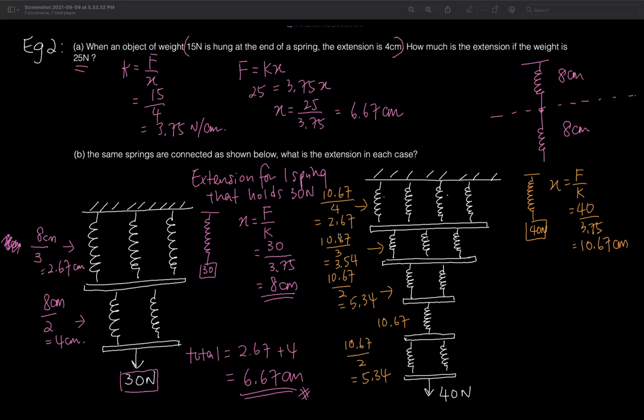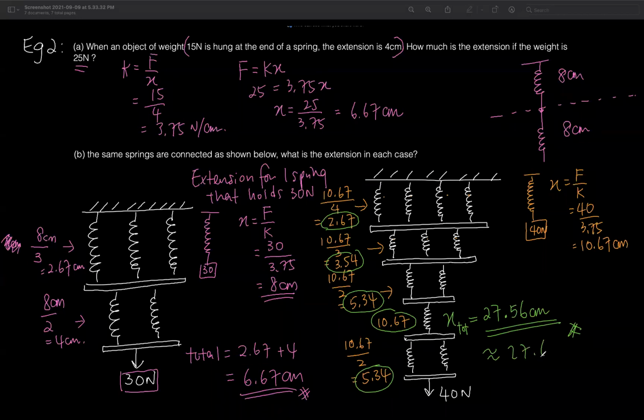What is the total extension? This one plus this one plus this one plus this one plus this one, which gives x total of the system. It is 27.56 centimeter. Okay, you can approximate it to 27.6, same thing.